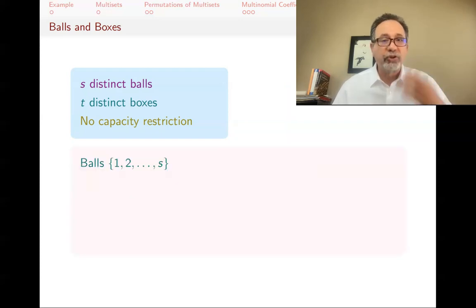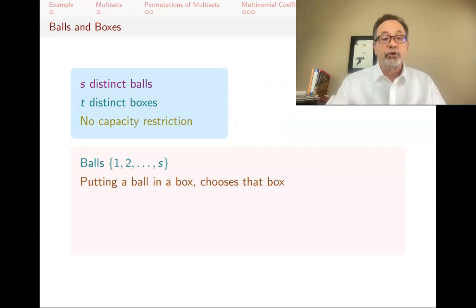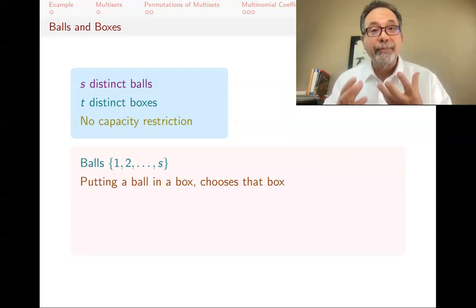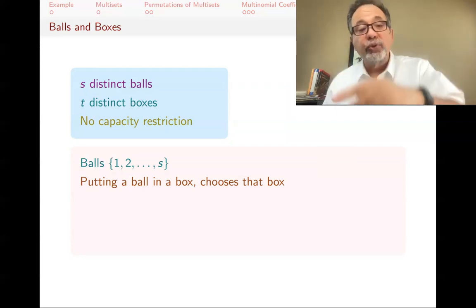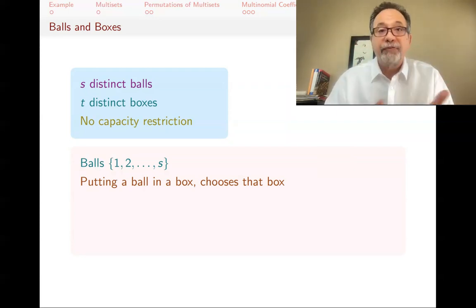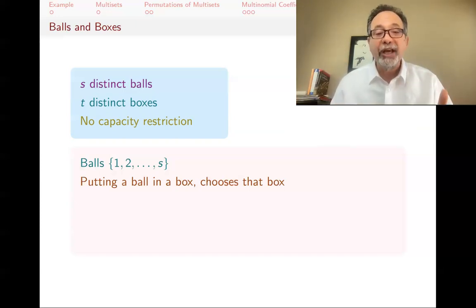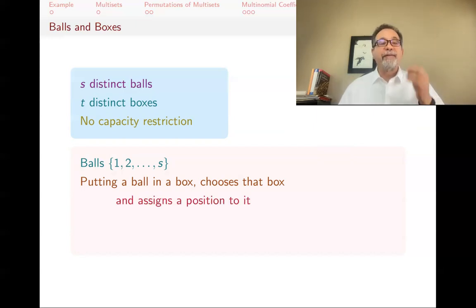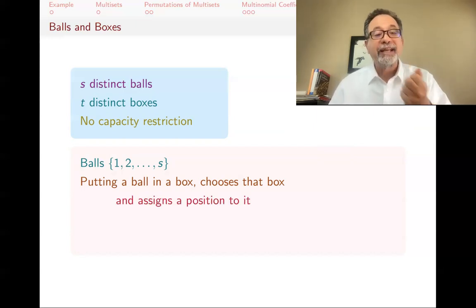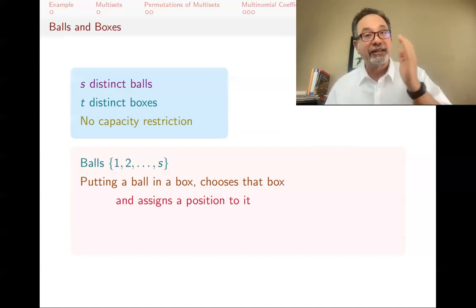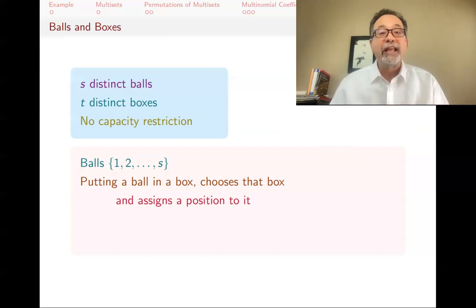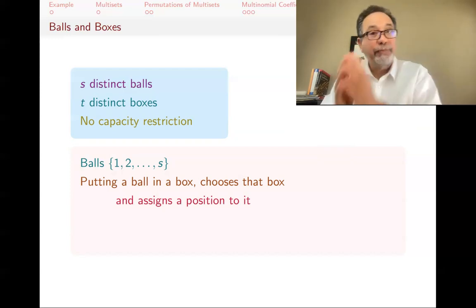Now, if you think about it, think of the balls as 1 through S. They have a number on them, ball number 1, ball number 2, ball number S. And when you put a ball in a box, you're choosing that box, but you're also assigning a number to it. What number? The number that was on the ball, because the ball was different than the other balls. And that number is going to tell you where in a permutation that box is going to go. So putting a ball in a box chooses that box and assigns a position to it. Like it says, this is the 3rd one, because you put ball number 3 in there. If you put ball number 3 and 5 in the same box, then that box is going to appear in position 3 and position 5.